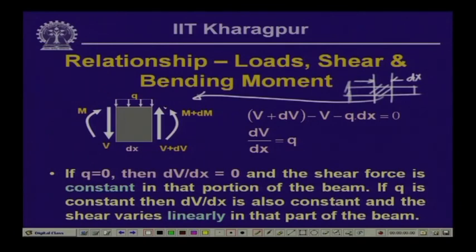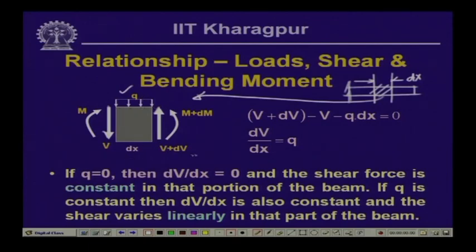Now, this particular segment on its sides is given the positive shear force and the positive bending moment. Here it is in the opposite direction. Now, it is also subjected to a uniformly distributed load of intensity q per unit length.